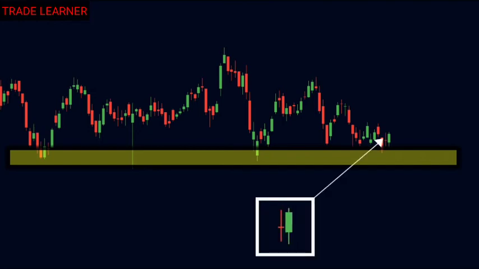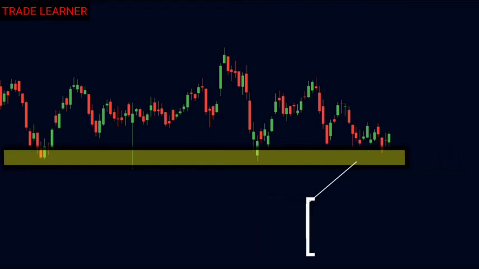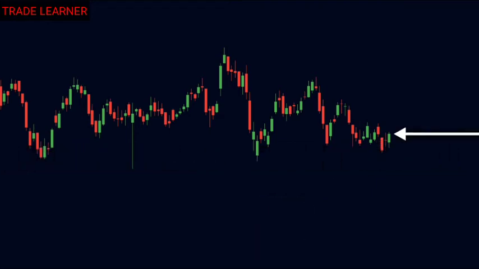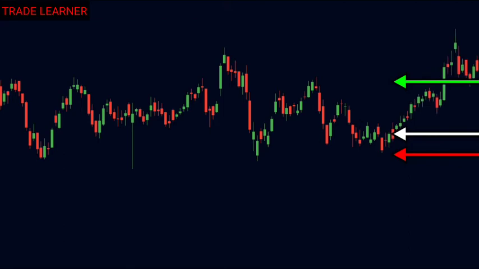Here is the pattern that we were looking for. Can you guess the pattern? Yes, it is a bullish engulfing pattern. As you can see, the body of the green candle entirely overlaps the small red body of the previous candle. So we buy here and keep our stop loss below the low of the candlestick pattern. We can place our targets at 2:1 risk to reward ratio. And as you can see, we generated profits in this trade.